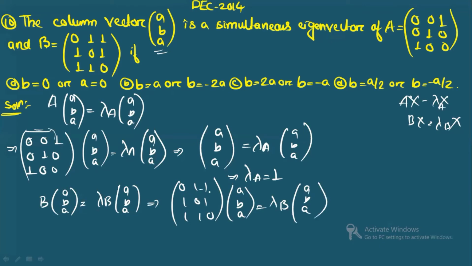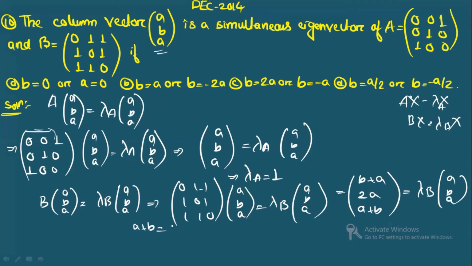When you do this, you will get B plus A first, the second will give you A plus A, that is twice A, and the third is A plus B again. On the right hand side it is lambda B times ABA. So from here you will get 3 equations. A plus B equals lambda B times A. The next is 2A equals lambda B times B. The third one also you can write: A plus B equals lambda B times A. Same equations, I'm not writing.